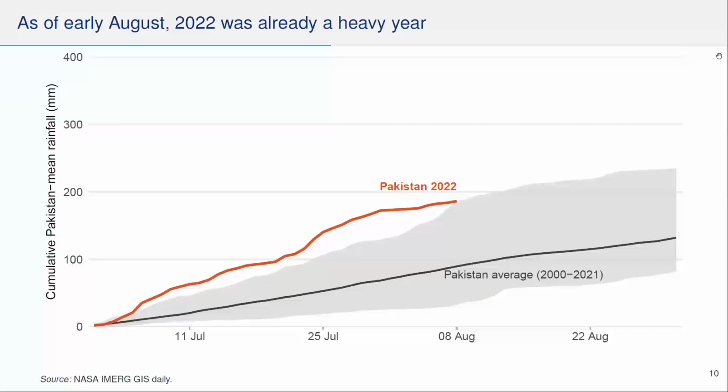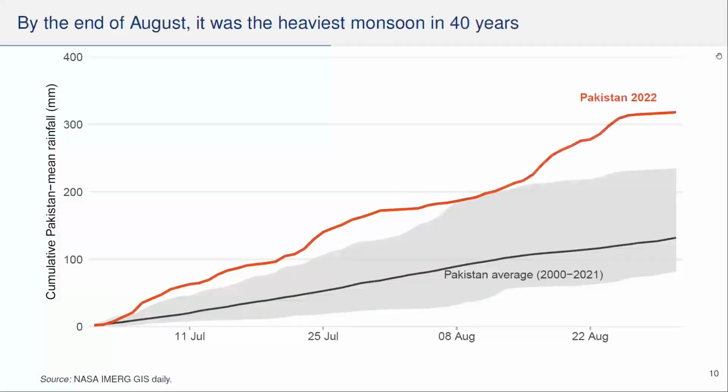By about the 8th of August in 2022, it looked like it was a bad year, but it was not wildly outside of the range of what tends to happen. But by the end of August, it just kept raining. This was by far the most rain and the heaviest monsoon that they had in Pakistan in about 40 years.